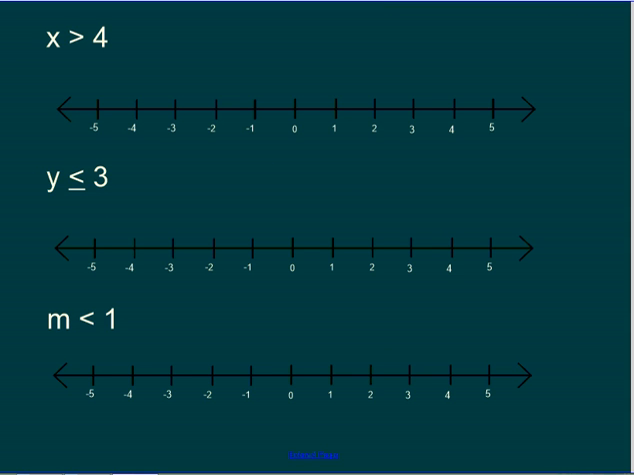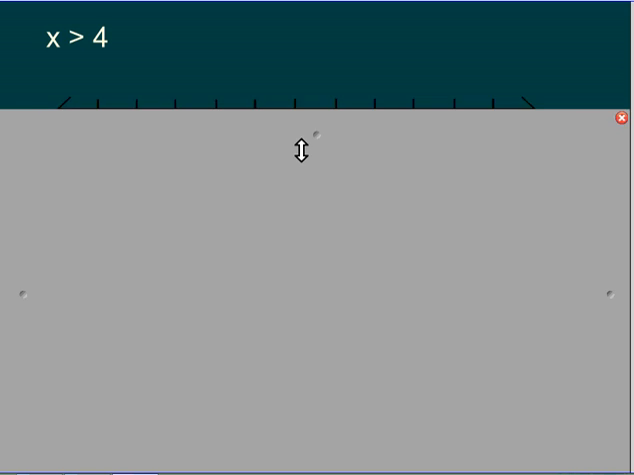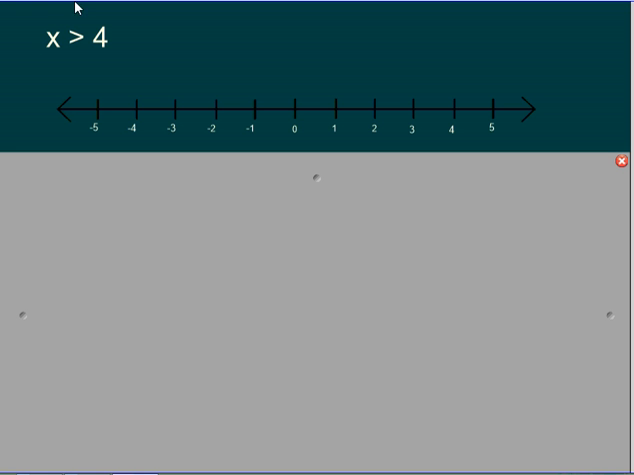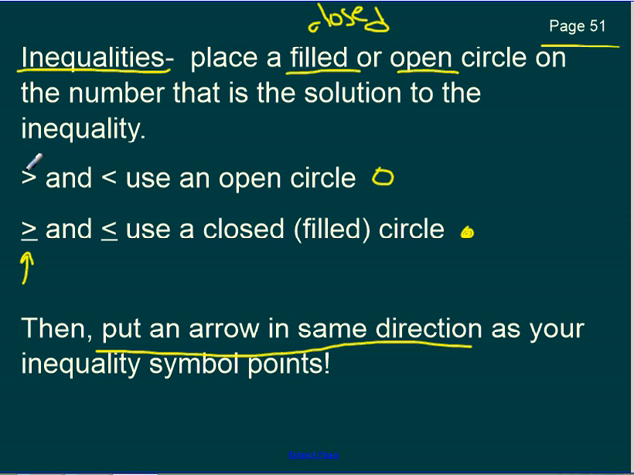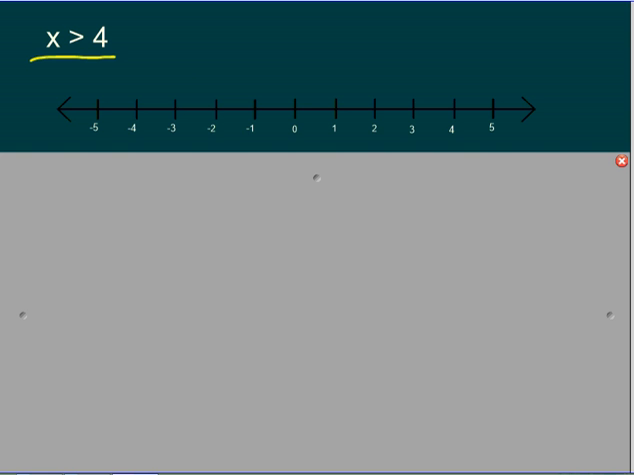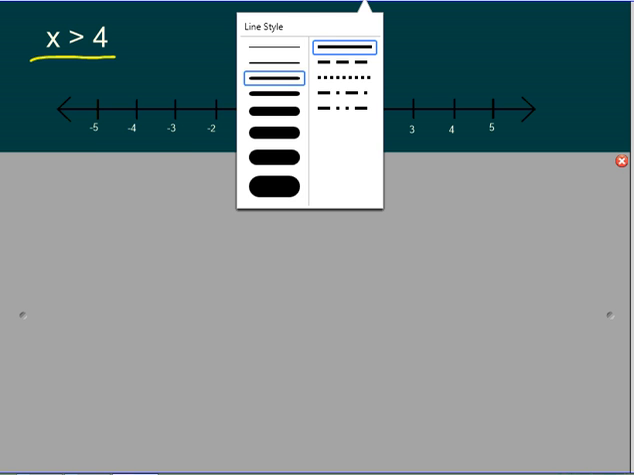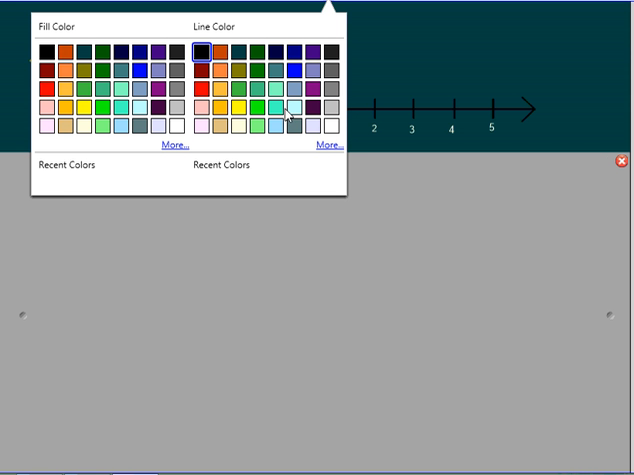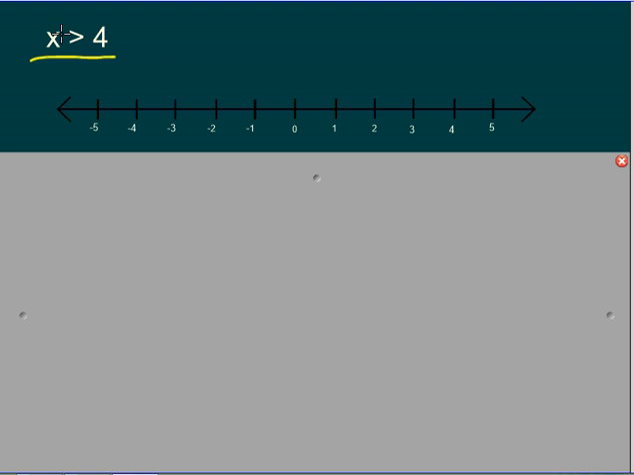Okay, so let's look at several examples here. And you know what? I'm going to cover up part of the screen. We have this inequality here, x greater than 4. If we think about the notes we just took, greater than or less than uses an open circle. So I am going to put an open circle at positive 4. So there we go. Let me move that down so it's actually on positive 4.